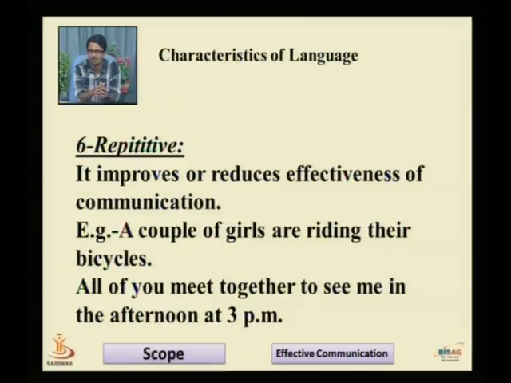In the first example, I think it improves, and in the second, I think it reduces the effectiveness. All of you, it is not required. You can say you meet together to see me in the afternoon at 3 p.m. or you can say all meet me at 3 p.m. something like this. So that is a repetitive characteristic of language.